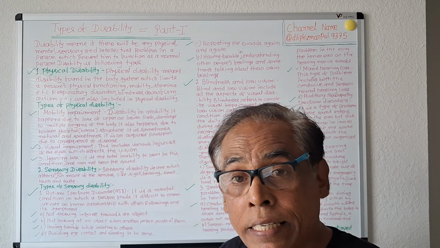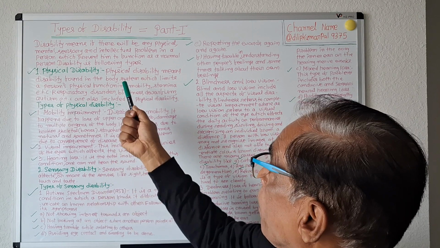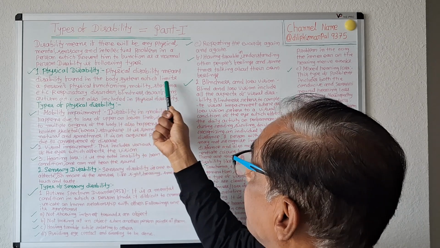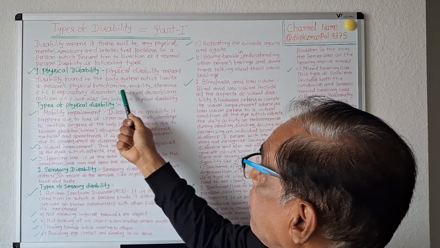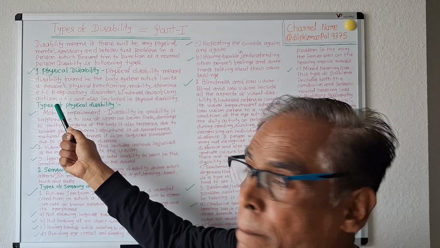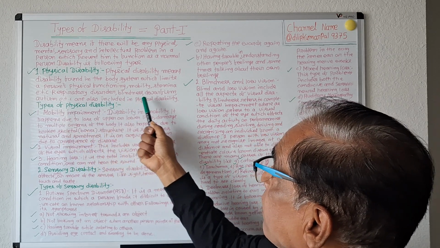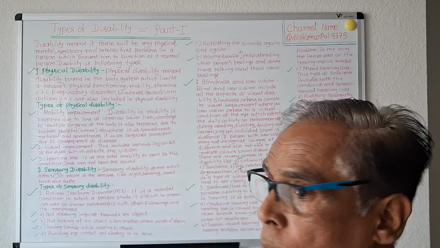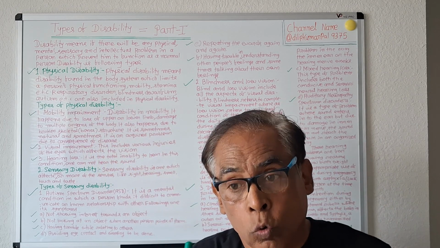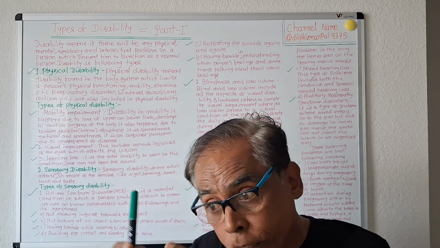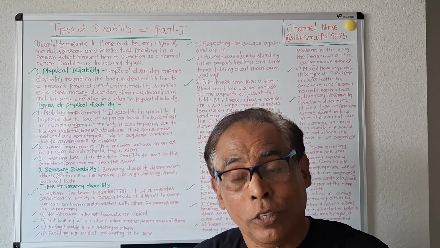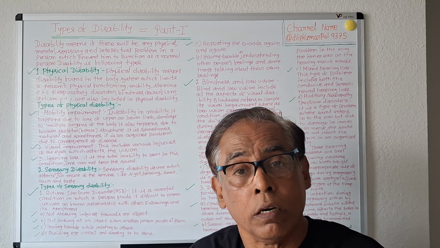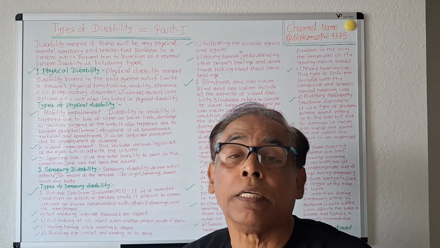What is physical disability? Physical disability means disability found in the body system which limits a person's physical functioning, mobility, stamina, etc. Respiratory disorder, blindness, dwarfism, autism, etc. are also included in physical disability. So physical disability means whenever there is any problem in the body structure which prevents a person from functioning as a normal person, it is known as physical disability.